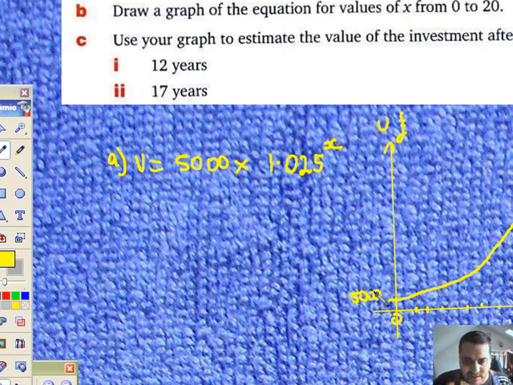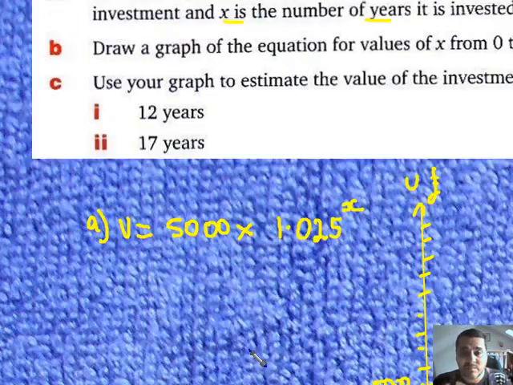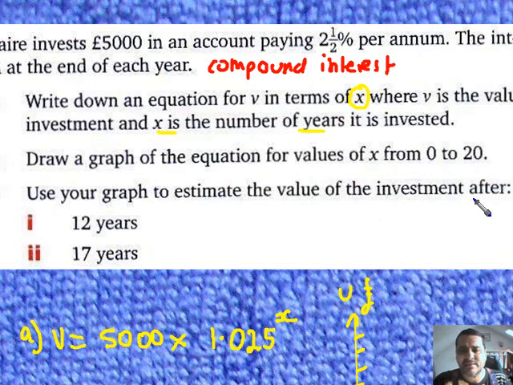So clearly after 0 years, you still have your original 5,000 right there, and then we just go up in whatever it's going to go up in. Doesn't matter. I'm not going to plot it. You can calculate it if you want to do it, but I'm not doing it. It's not necessary. Now use your graph to estimate the value of the investment after 12 years.